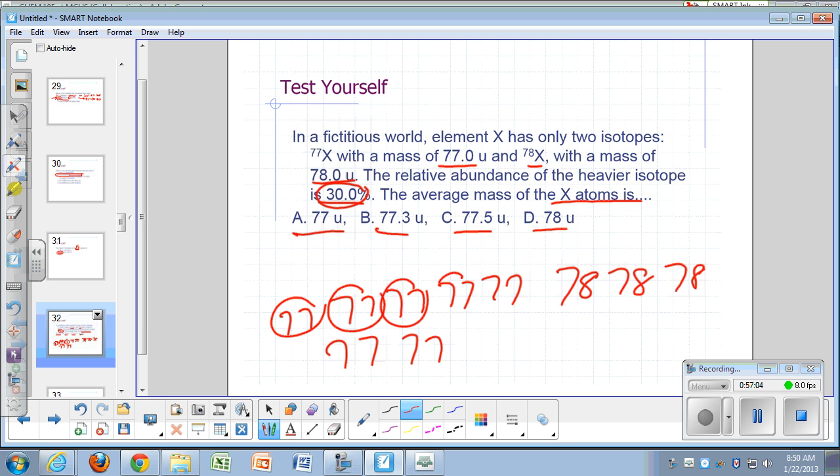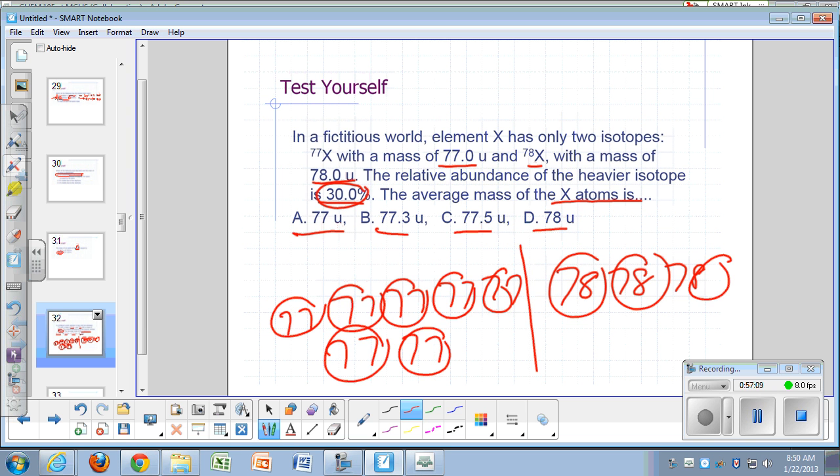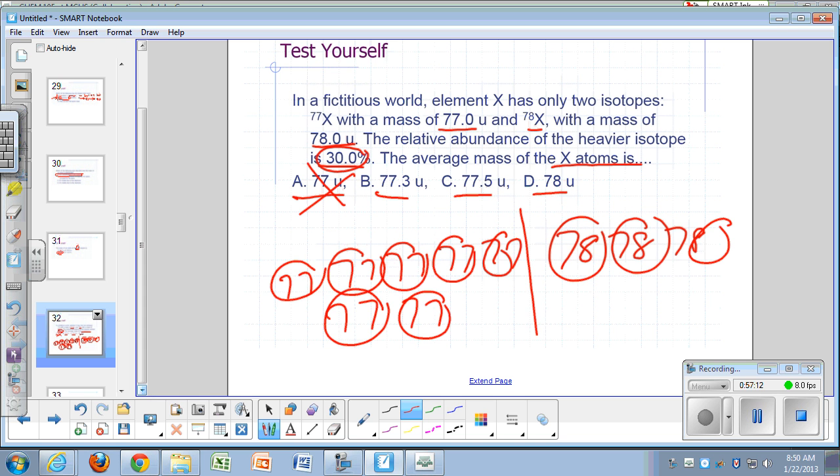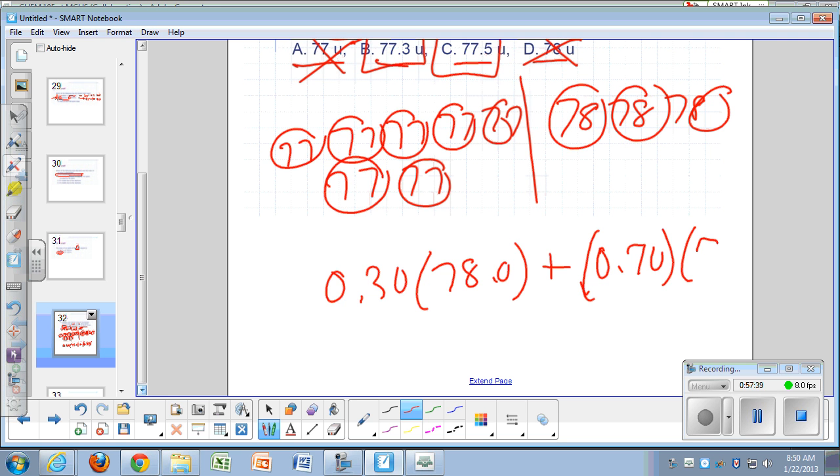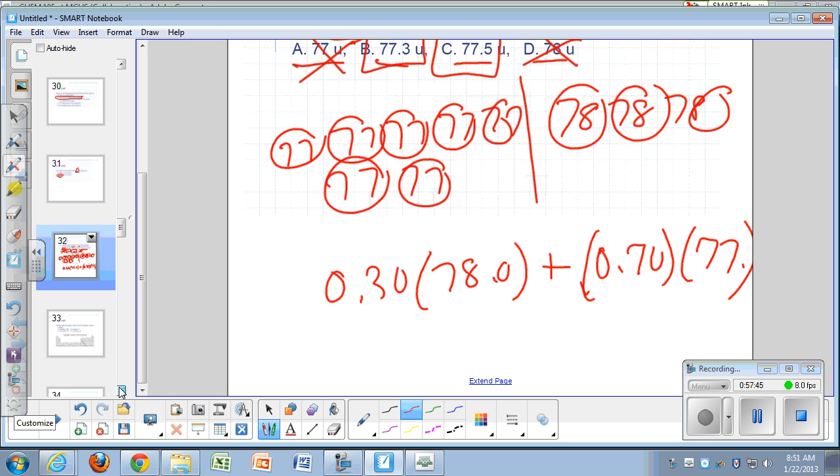1, 2, 3, 4, 5, 6, 7, and then 3 78s. Okay, so that should be close. The average should not be 77. It should not be 78. It can't be 77.5 because that would be 50-50, half 78, half 77. So it's got to be 77.3. And the way you would calculate that is you're going to say that 30% would be 78. So 0.3 times 78 plus 0.7, 70% would be 77.0. Okay, and so that should give you 77.3.